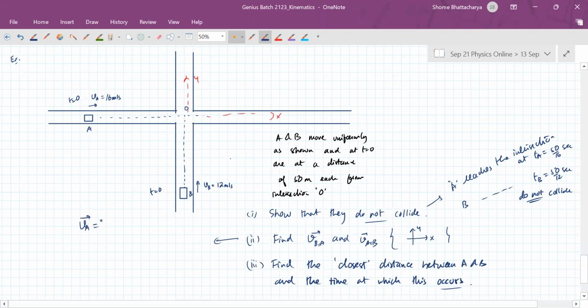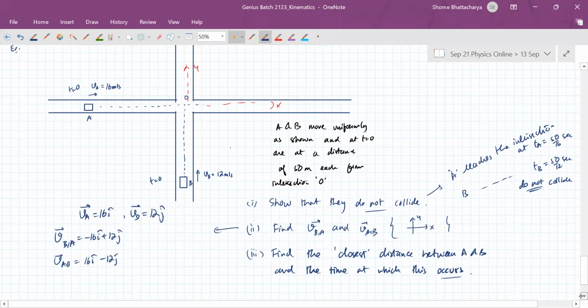So VA in the ground frame is 16 i cap. VB in the ground frame is 12 j cap. So naturally V of B with respect to A will be minus 16 i cap plus 12 j cap. And V of A with respect to B will be opposite to that. It will be 16 i cap minus 12 j cap. Okay. Now let us understand the interpretation of this. That's the interesting thing.